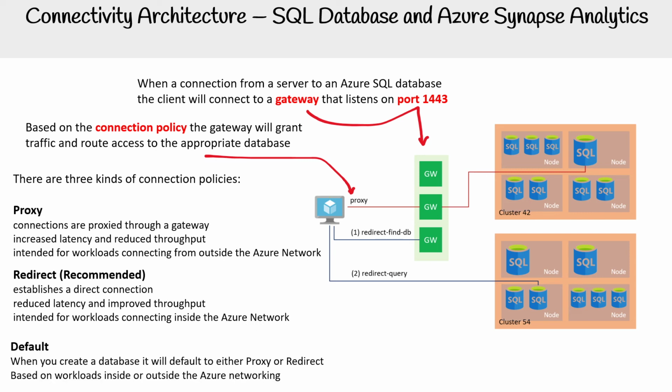And default, which is just going to default: if you launch a VM outside the Azure network, it's going to use proxy. If you launch it within the Azure network, it's going to use redirect. So this port 1443 is only important when you're doing proxy, because if you're internal, you don't need to go through that port. There's no gateway to pass through. But yeah, that is just the different kinds of connection policies there.